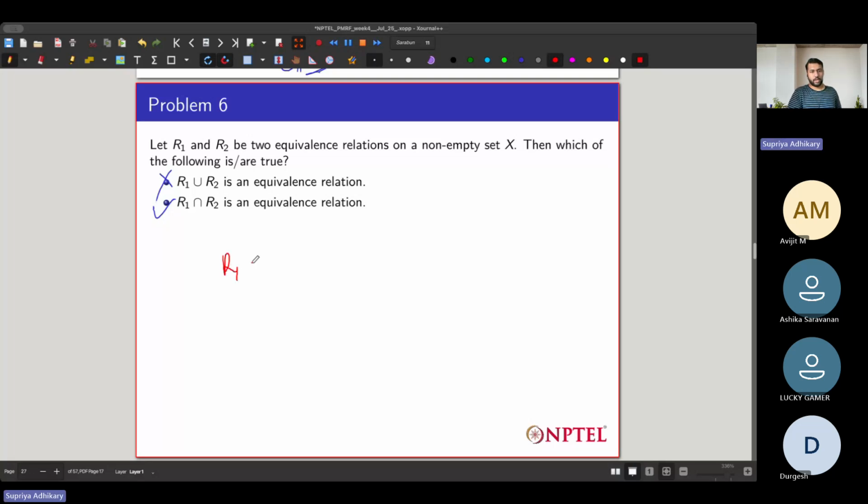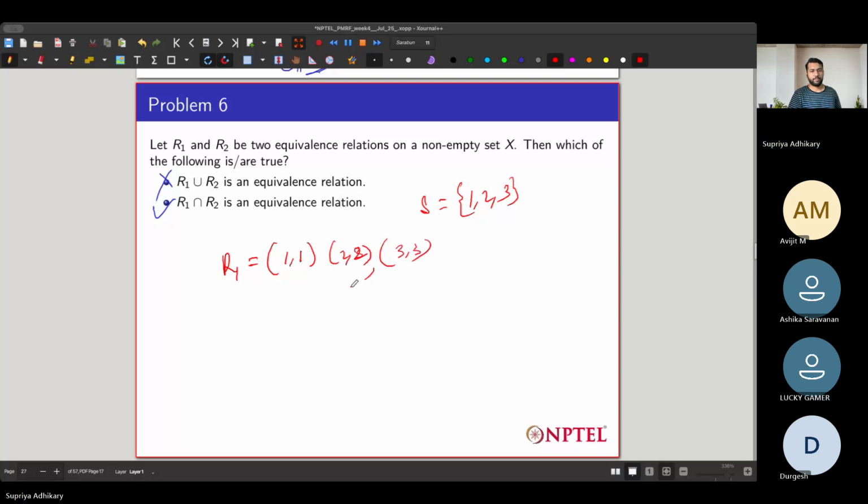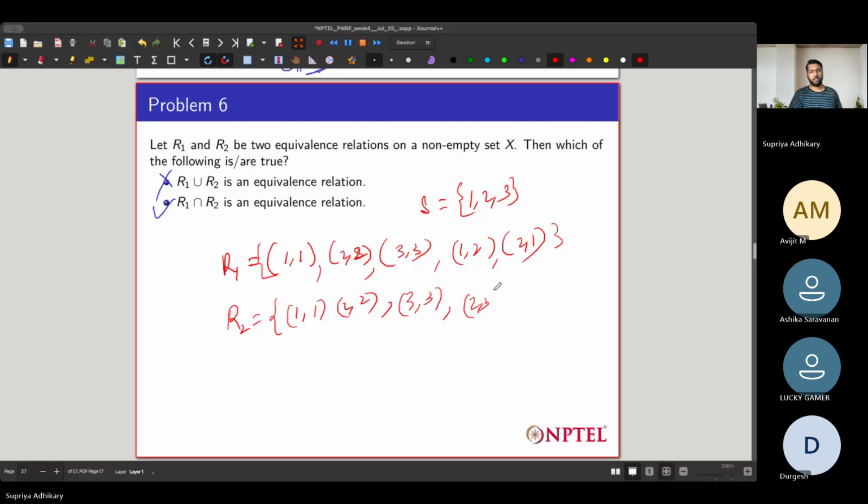Okay, so let us consider a relation on a set {1, 2, 3}. On that set we define this relation R1: (1,1), (2,2), (3,3), (1,2), (2,1). And similarly, our R2 is basically (1,1), (2,2), (3,3), (2,3), (3,2).